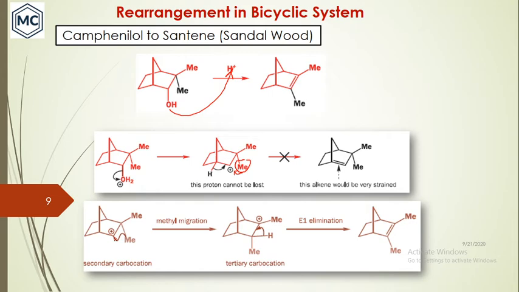And this one is actually a secondary carbocation. After methyl migration, it becomes tertiary. So this is the driving force for migration. Then elimination occurs, and hydrogen gets eliminated and it forms santene.